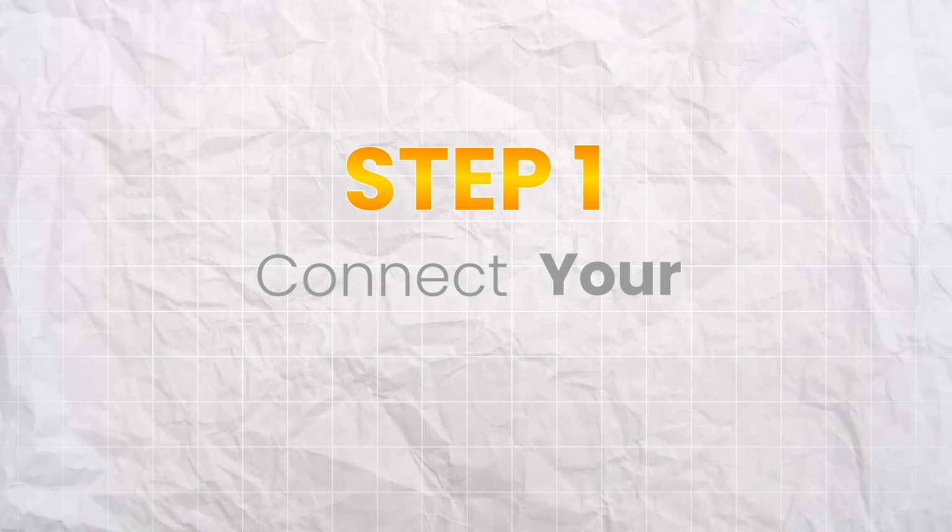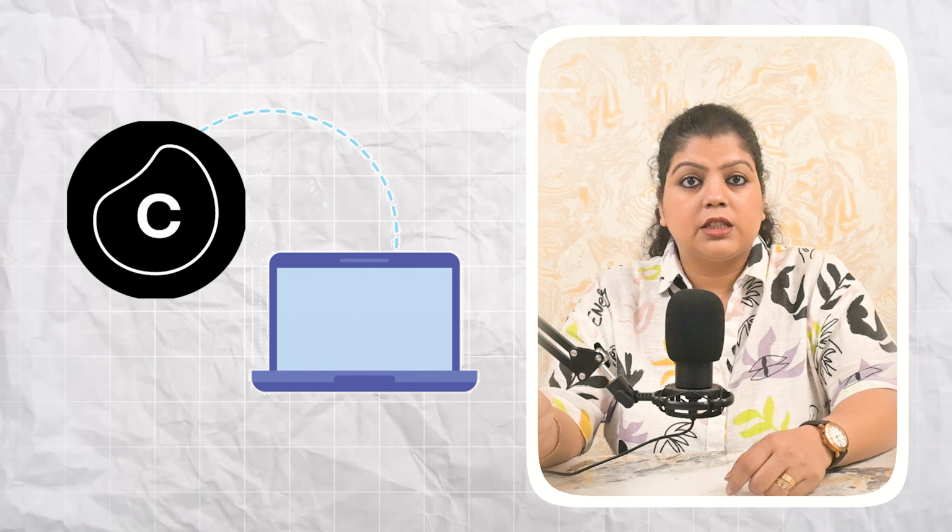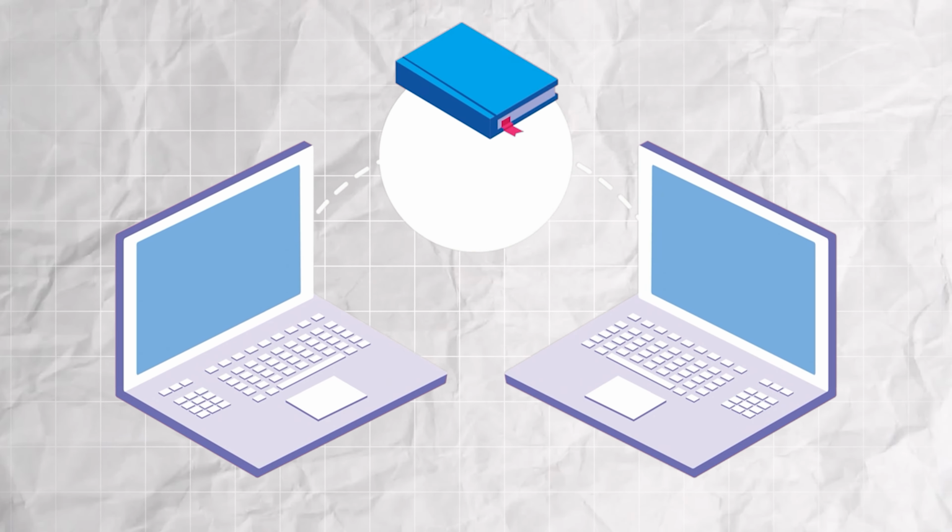Step 1. Connect your data source. Connecting your system to Celonis, you have two main ways. Pre-built connectors, where Celonis provides ready-made connectors for SAP, Oracle, Salesforce and other platforms. Benefits: faster setup, fewer errors and optimized for process mining.